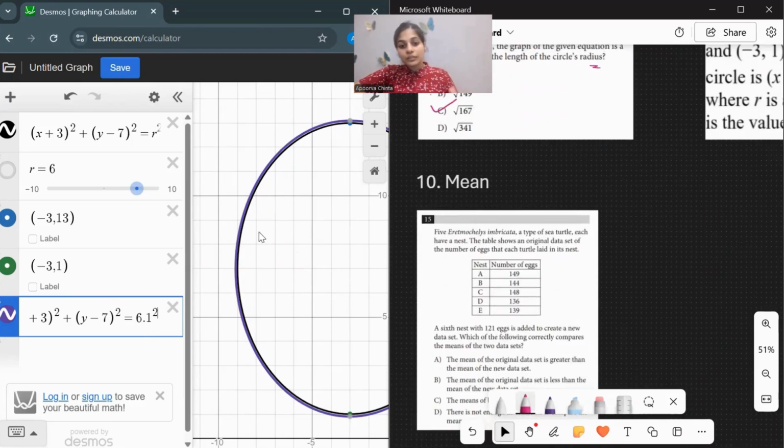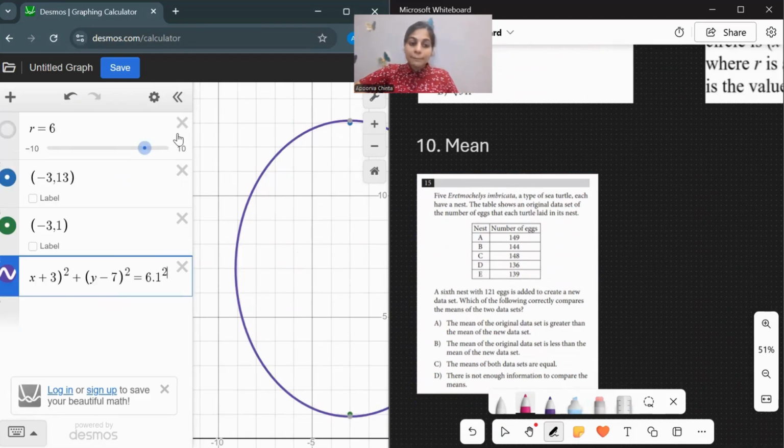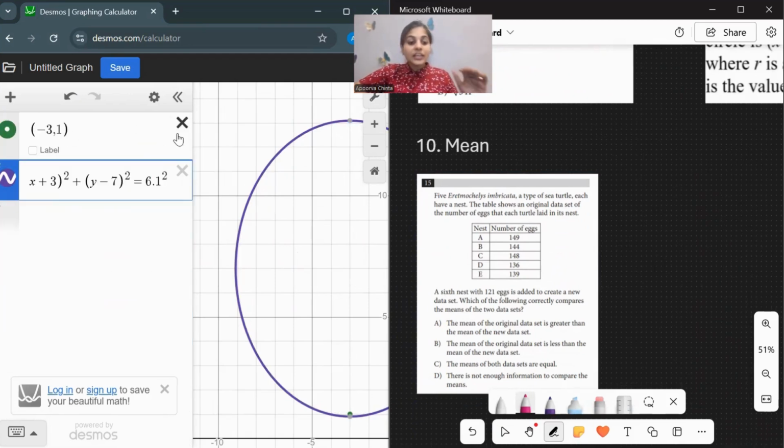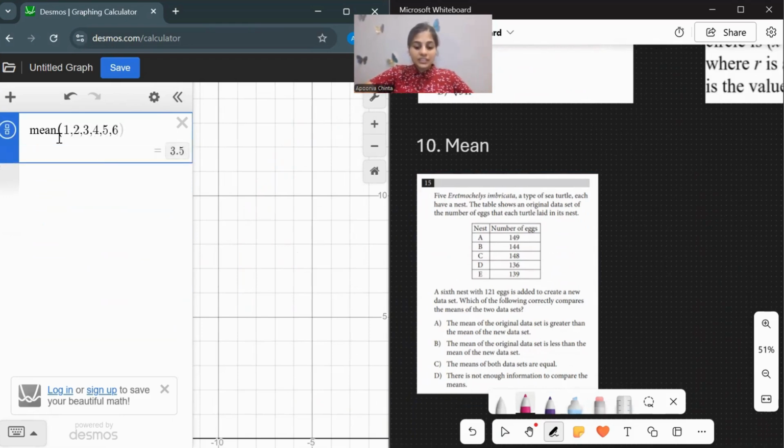Very simple to solve. Now the last one is mean. How to find the mean of any points in Desmos. Here we have a function called mean and we can type in any values, let's say 4, 5, 6 and so on. And I can see what the mean is.